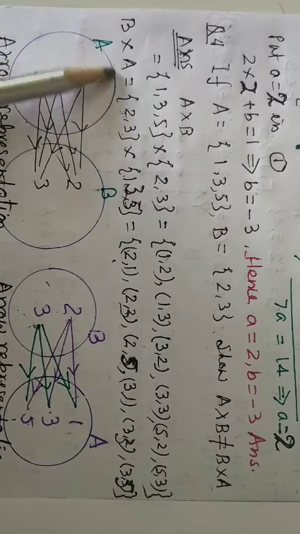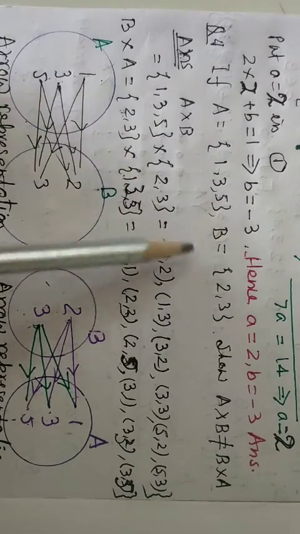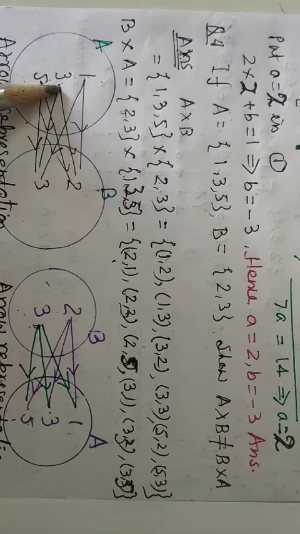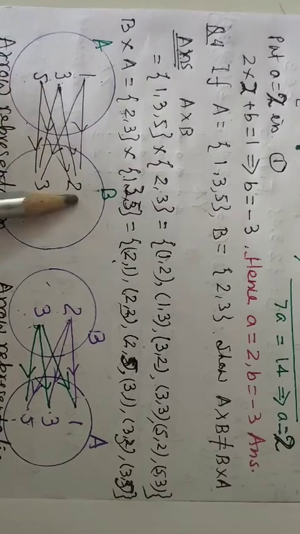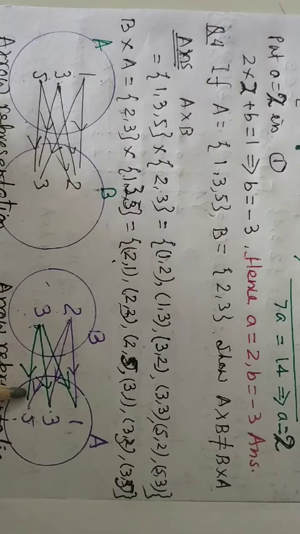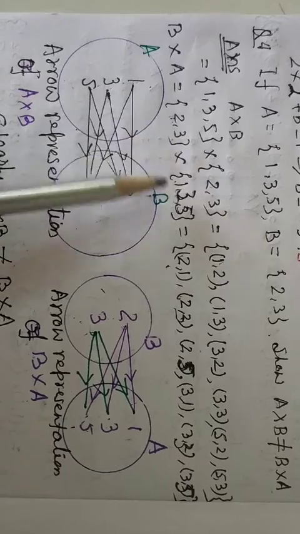By picture you can express it. A is {1, 3, 5}, B is {2, 3}. So 1 can go to 2 and 3, 3 can go to 2 and 3, 5 can go to 2 and 3. And thus by arrow diagram we can represent this and we will get the same thing.